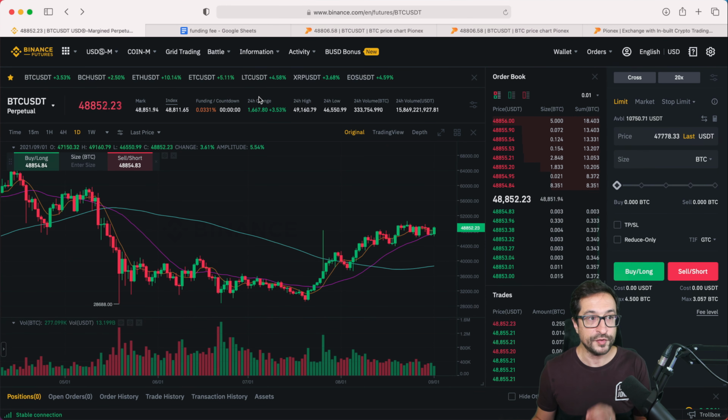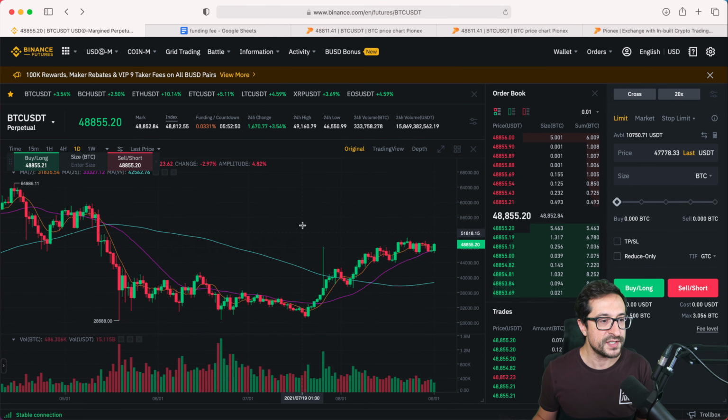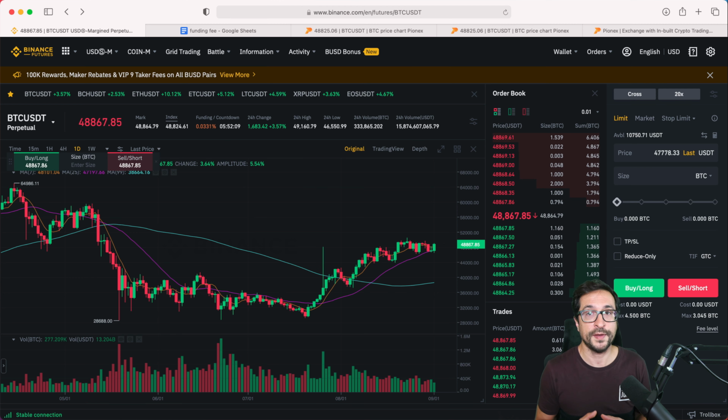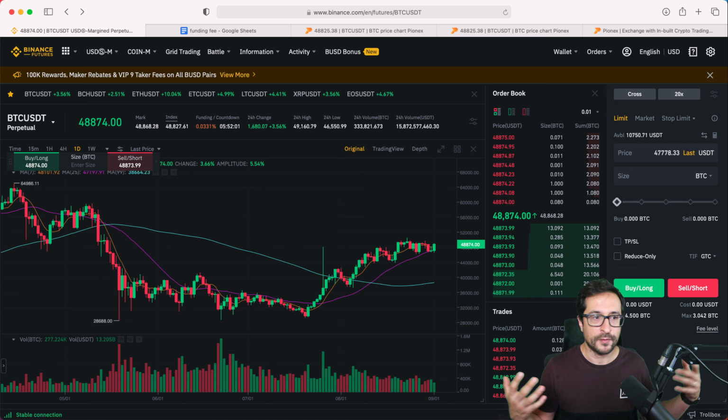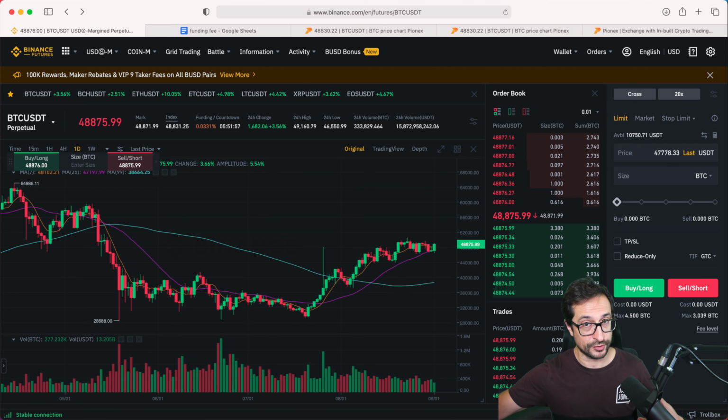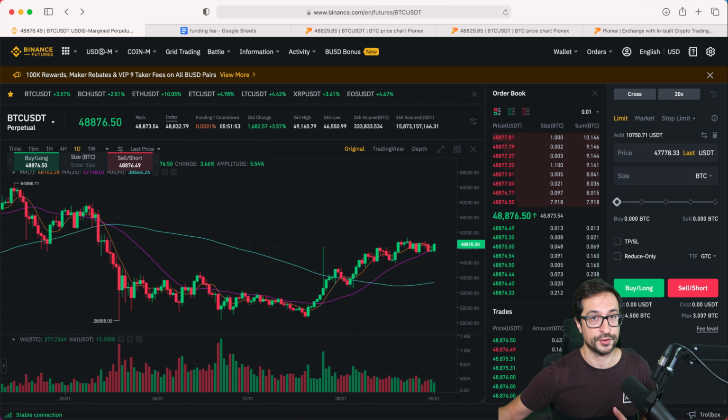When you are on your futures account, you can always check the funding fees when you go to information and funding rate history or real-time funding rate. And because most of the time those fees are positive for the people doing shorts, you end up capitalizing on getting those fees. So you don't make money from Bitcoin going up or down, you make money from holding that short position on Binance futures.